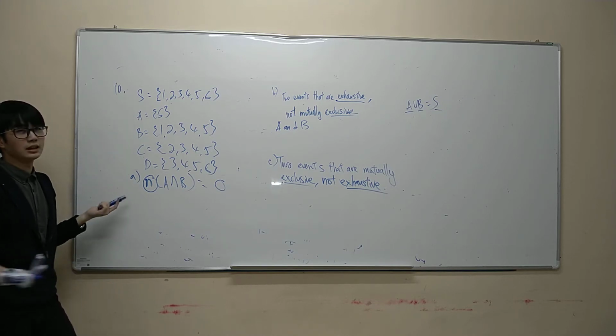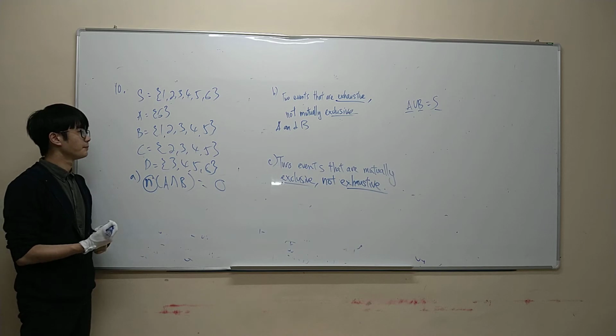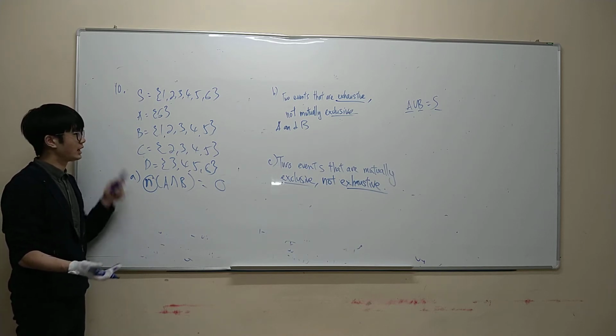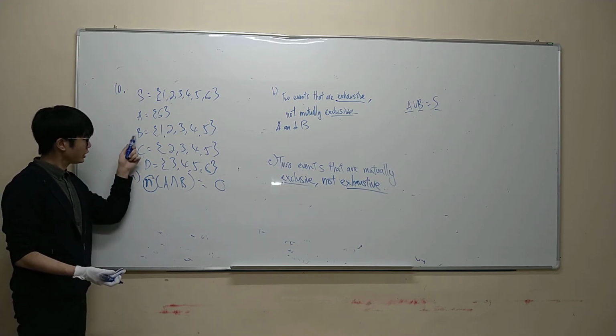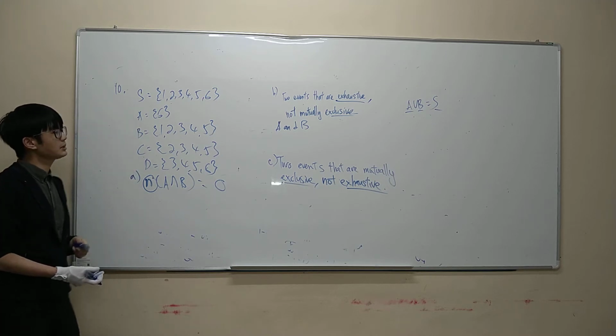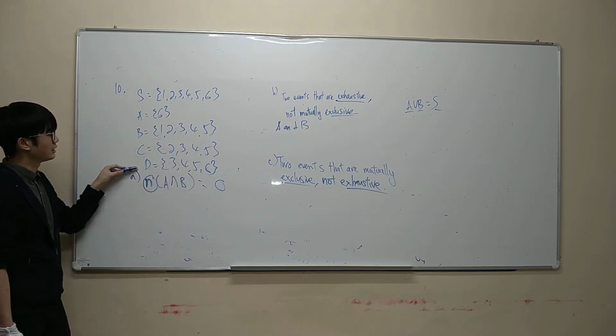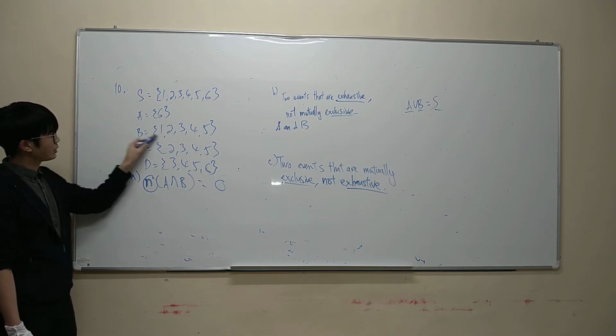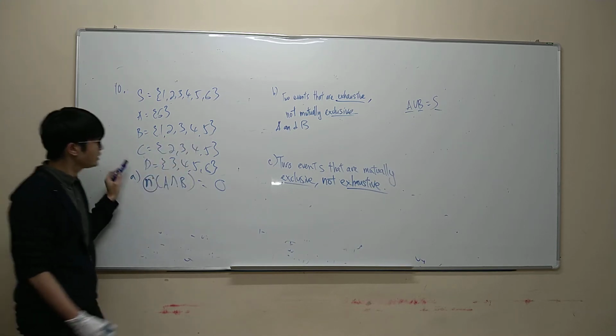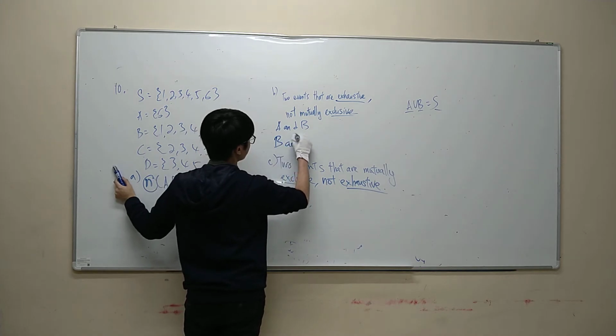Next will be BC. Are B and C exhaustive? Try to see whether B union C is the sample space. It's not. There's no 6. What about B and D? B and D is possible because B is 1, 2, 3, 4, 5 and D is 3, 4, 5, 6. So B and D, yes, B and D are exhaustive.